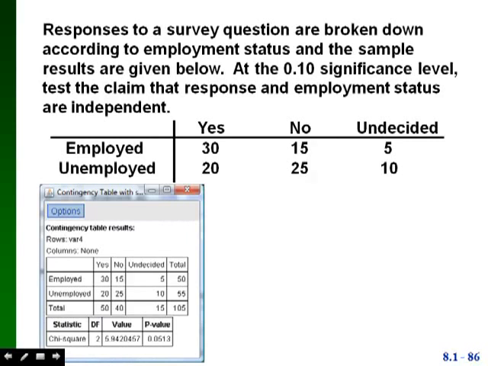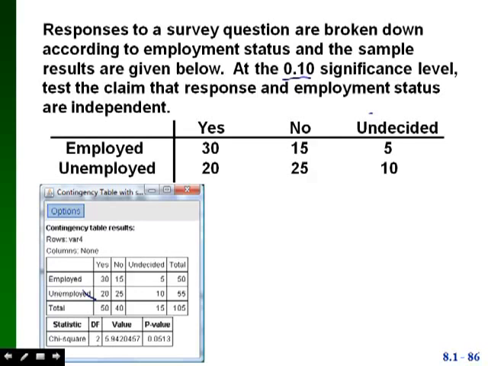Here's one more example. In this one, we're going to test at a 0.10 significance level. In this case, subjects were given a survey. They could answer yes, no, or undecided, and then it was determined whether the subjects were employed or unemployed. So the question is whether their answer to the survey question was related to their employment status. And here are the results from StatCrunch.